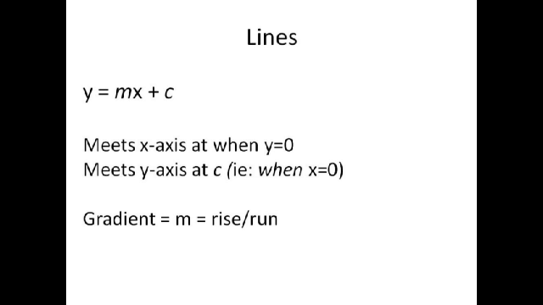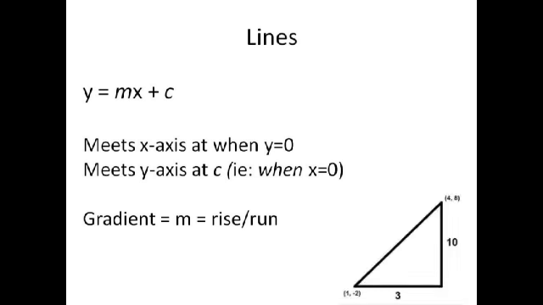And it meets the x-axis when y is 0, because if you just picture in your head when y is 0, that's the point where it's crossing the x-axis, because it's got no height, so it must be either touching or crossing the x-axis. To find the gradient, which is m, you do rise over run. I'm going to stop this now and put a diagram in for you.